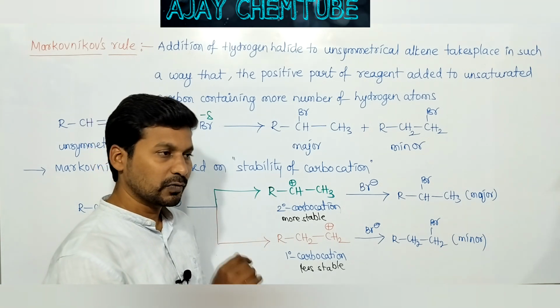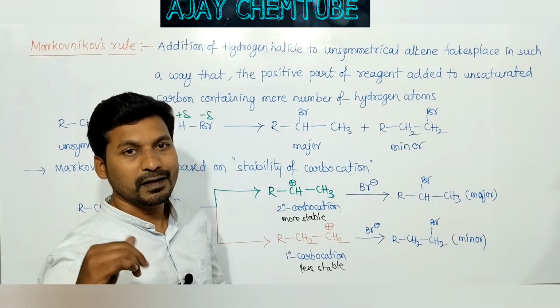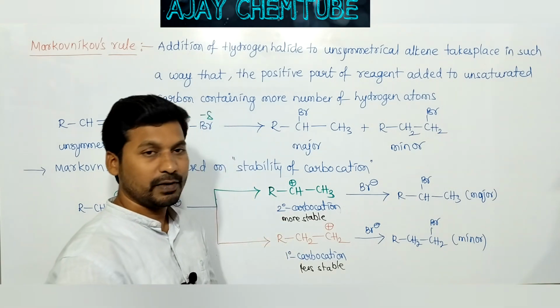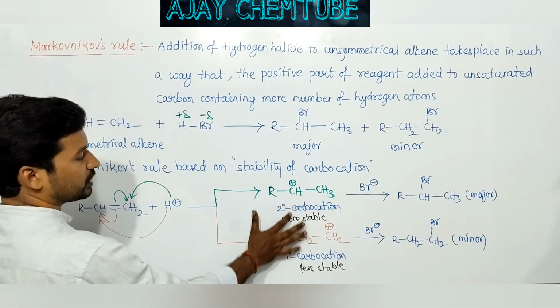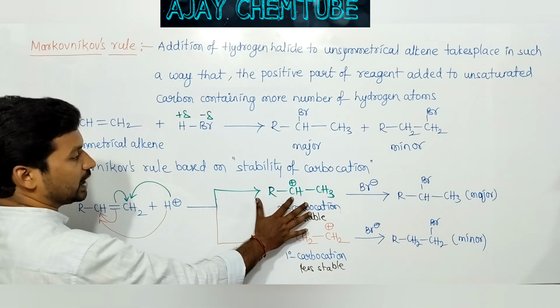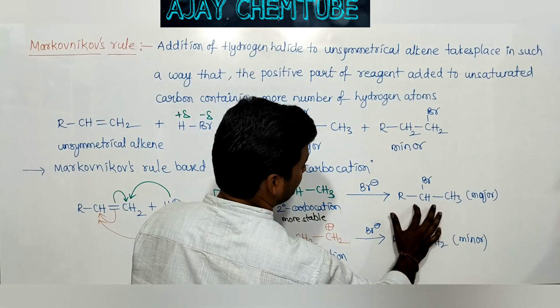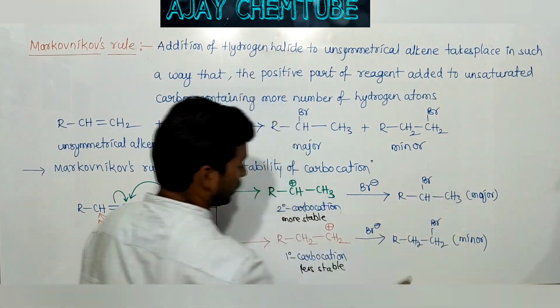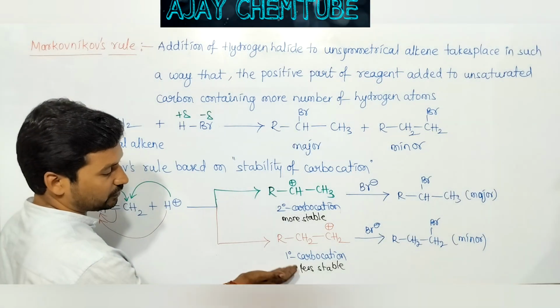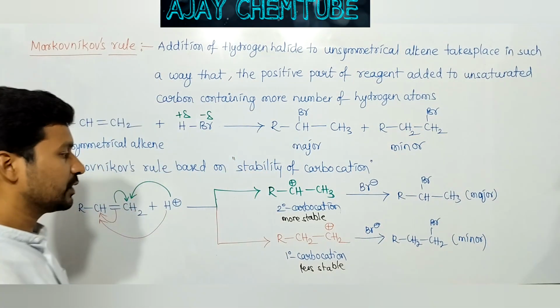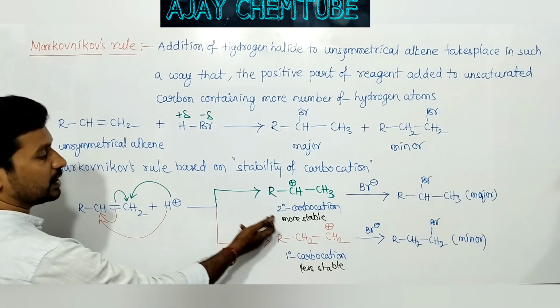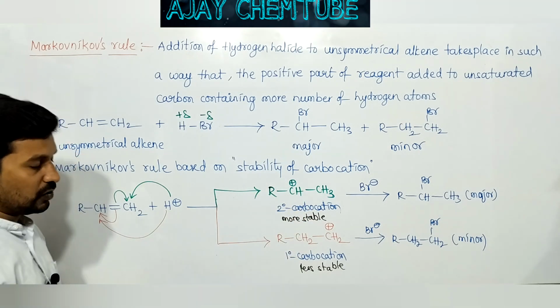Tertiary carbocations are more stable than secondary carbocations. Secondary carbocations are more stable than primary carbocations. That's why this is the more stable reaction intermediate formed. That's why the product formed from it is major. This is less stable, that's why it is formed to a lesser extent, and its product is minor. Thus Markovnikov's rule is explained on the basis of the stability of carbocations.